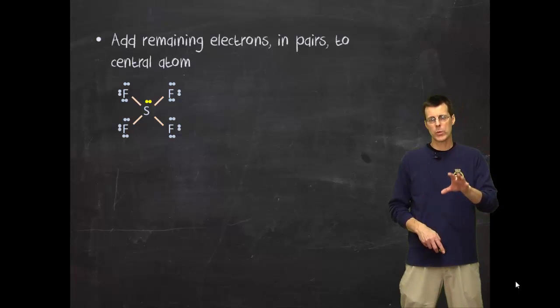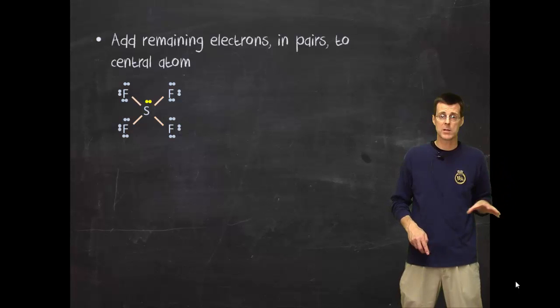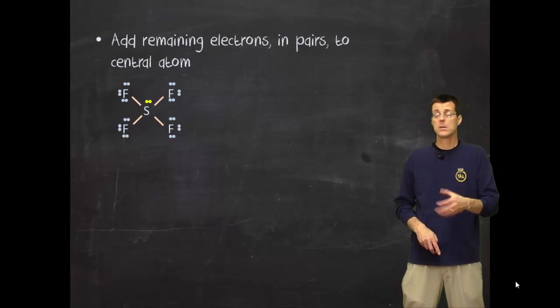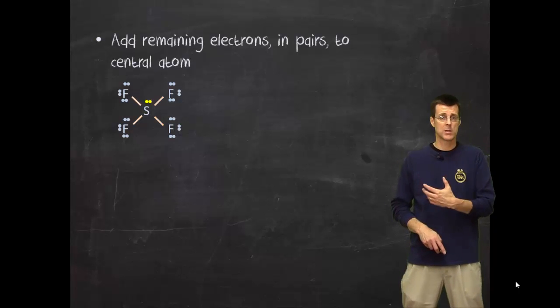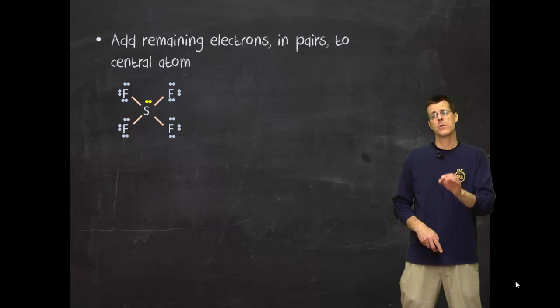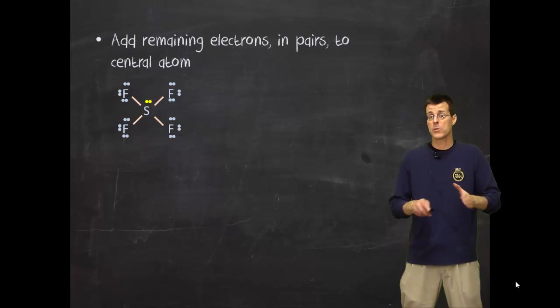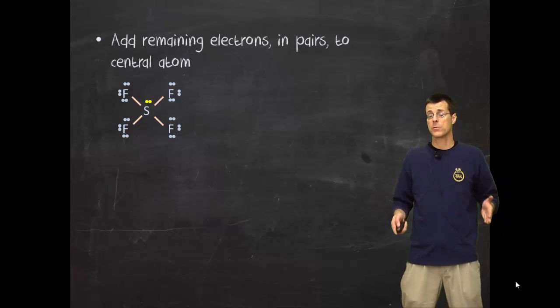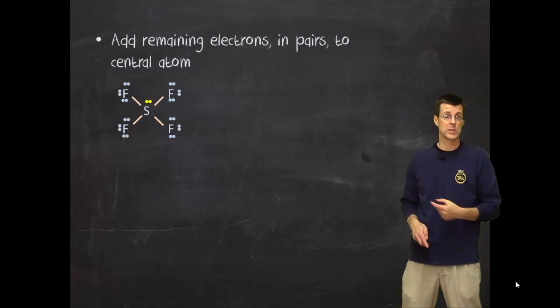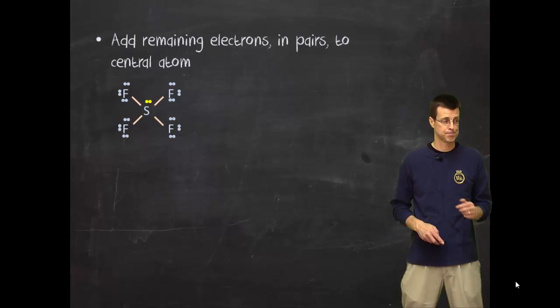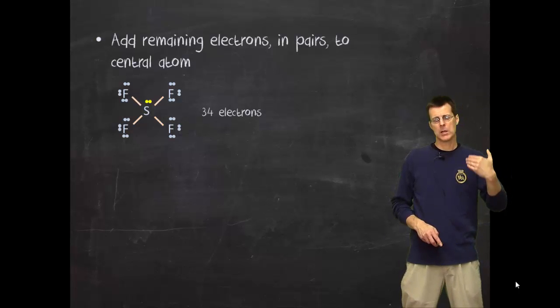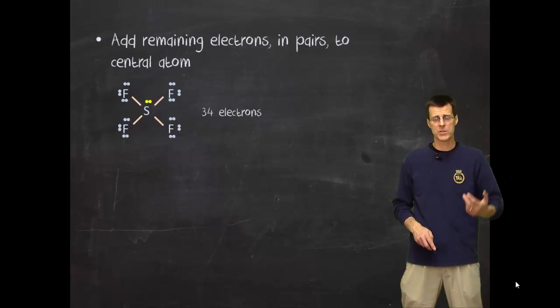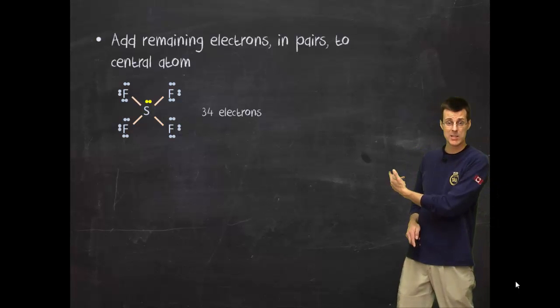Now, if that seems kind of weird because it's breaking the octet rule, that's okay. Some things can break the octet rule. What's more important than the octet rule is all those electrons. If your diagram requires 34 electrons, you better have 34 electrons, octet or not. Now, we don't actually have to worry about the last rule about if the central atom doesn't have an octet, because it has more than that.